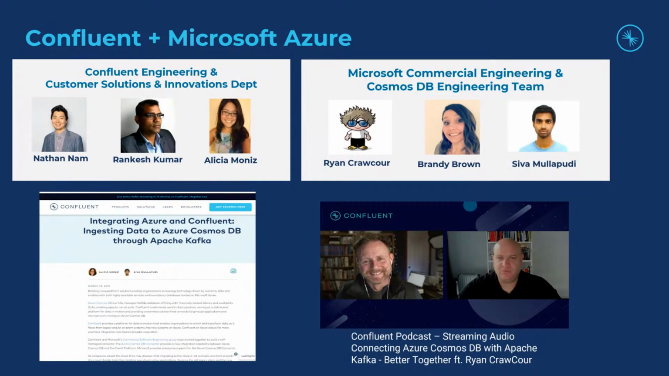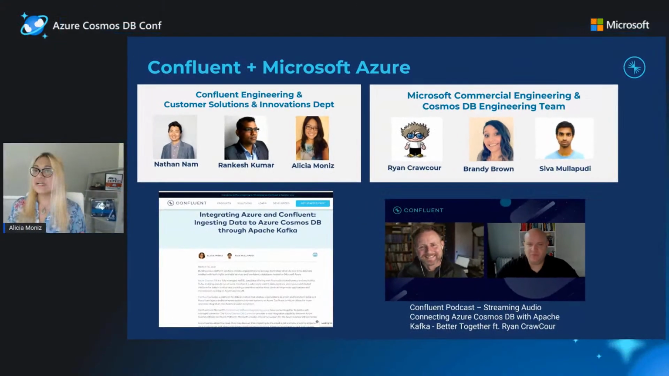On our side, I worked with Nathan Nam, our senior product manager, and Rankesh Kumar, who leads our partner integrations. And on the Microsoft side, I worked with Ryan Crocker and Brandy Brown from Microsoft Commercial Services. I also had the opportunity to work with Siva Mulapudi from development. And if you're interested, Siva and I have a blog out there with some helpful hints on getting connected. And also Ryan was a guest on the Confluent podcast Streaming Audio with Confluent developer advocate Tim Berglund.